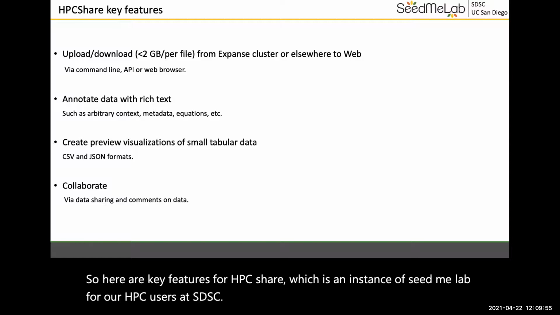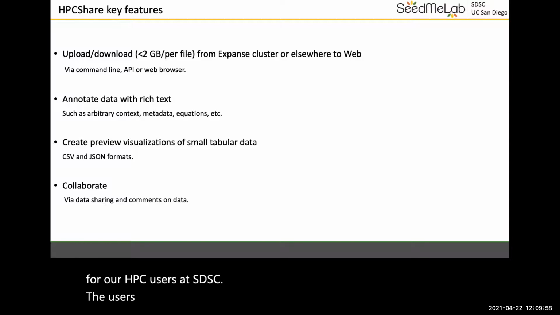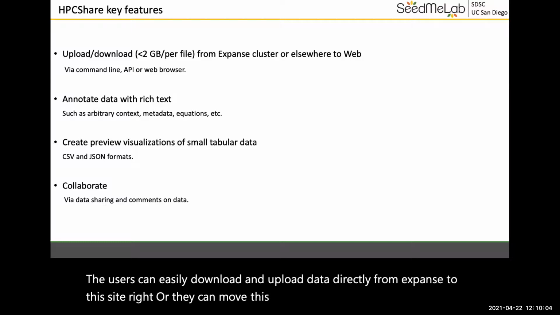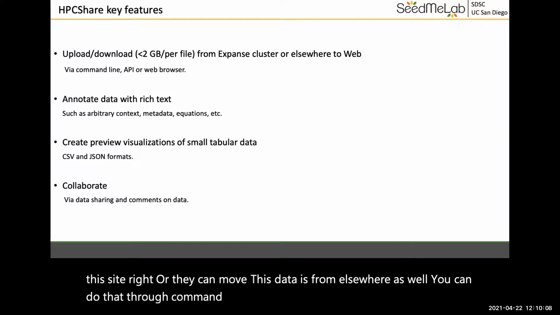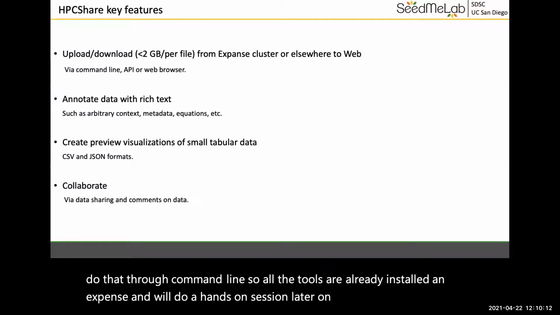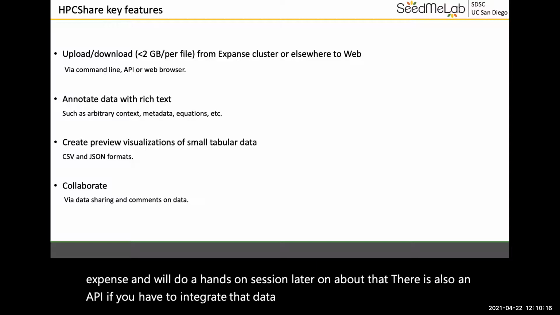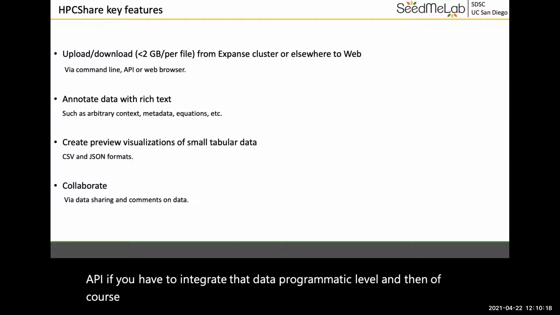The users can easily download and upload data directly from Expanse to the site, right? Or they can move this data from elsewhere as well. You can do that through command line. So all the tools are already installed on Expanse, and we'll do a hands-on session later on about that. There's also an API if you have to integrate that at a programmatic level. And then, of course, you can use the system through the web browser.